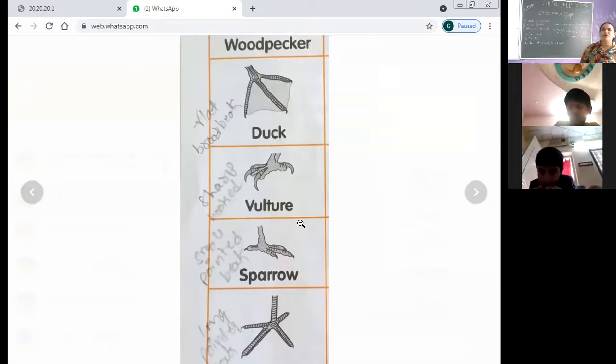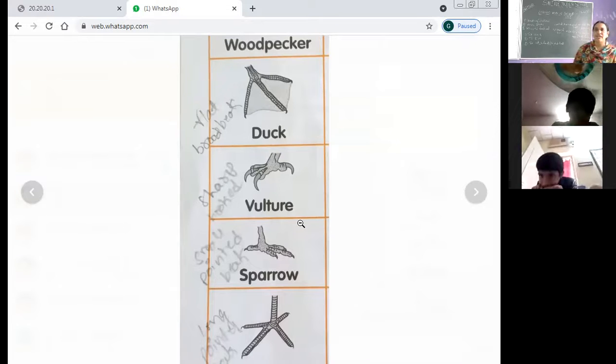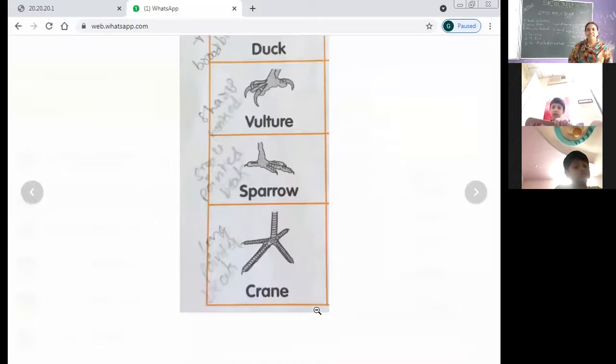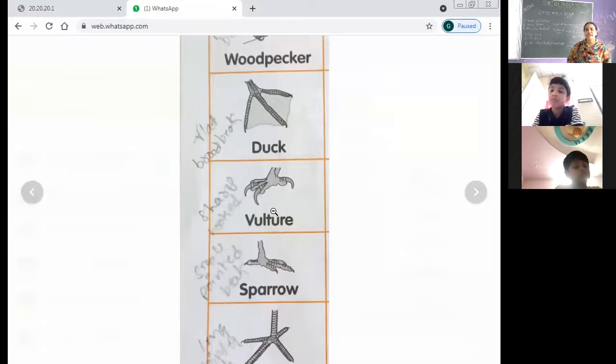With those sharp, somewhat curved claws, it catches its prey. Prey is nothing but what it eats. It catches the animal; the animal is its prey. So the vultures and the eagles: what do they eat? Eagles catch the small animals and eat them.